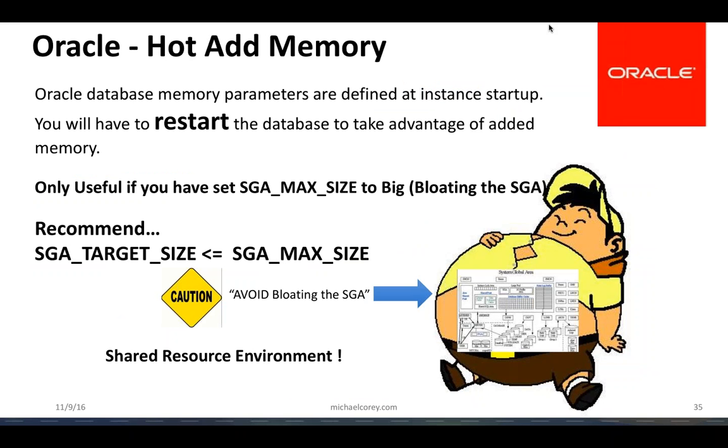For those people on the Oracle side, in order to use hot add memory, since the database is not linked to the operating system the way a SQL Server database is, you would have to bloat the SGA, that's the system global area, so that when you added the memory, the SGA was able to take advantage of it. Well, the problem is you're in a shared resource environment, and if you bloat the VMs on which the database sits, then you are hurting performance of yourself, and you're hurting performance of the database. This is a really bad idea.